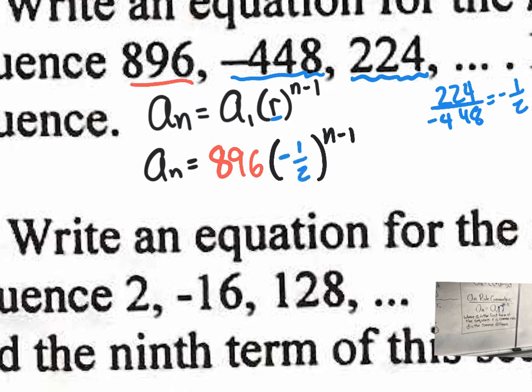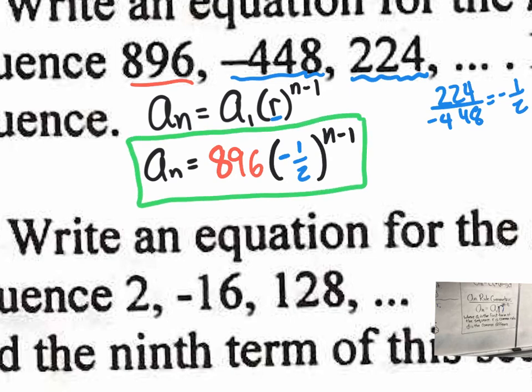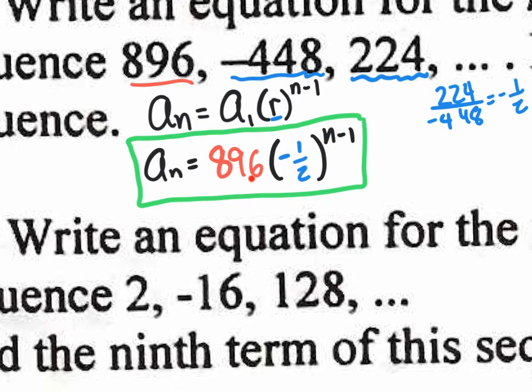Ladies and gentlemen, this is one of your answers. This is your a sub nth rule, the equation that actually produces the above list. What do I mean by that? Remember, a sub n is just the name of the equation. But if I wanted the first term of this list, I would plug in a 1 right here. 1 minus 1 is 0, anything to the 0 power is 1, and 1 times 896 is 896, and that's why we get the first term on the list.